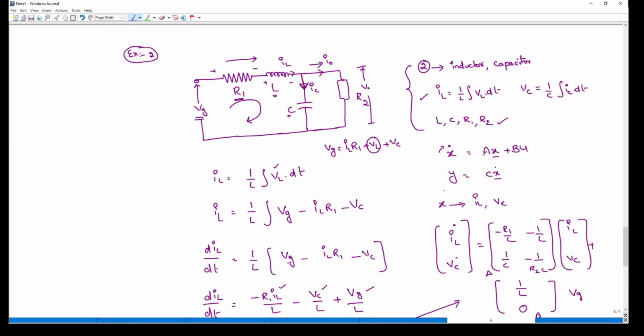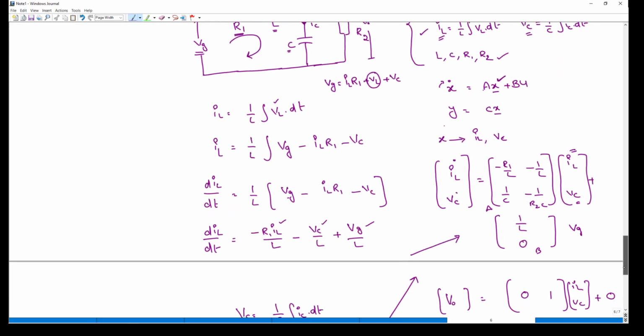There is no direct relation from input to output, so D is equal to 0, y is equal to Cx. Now x is the state variable, so since there are 2 energy storage elements, 2 state variables will be there. What are the state variables? IL and Vc will be your state variables. Now once you get the state variables, you find out the ABCD matrices.